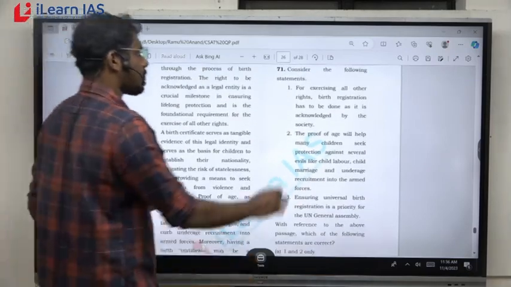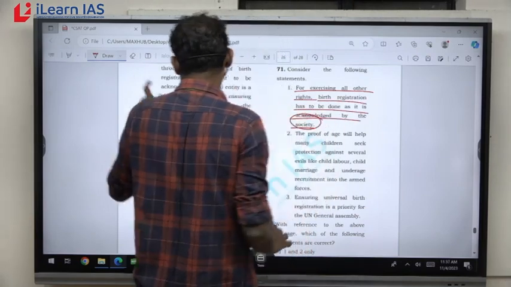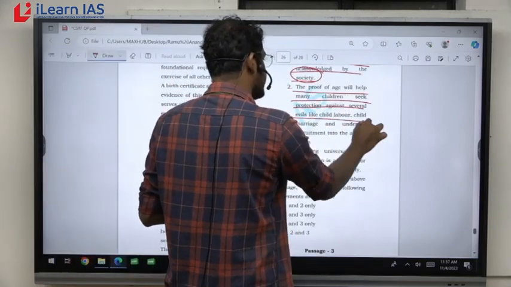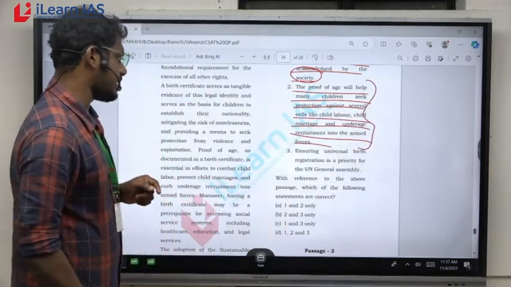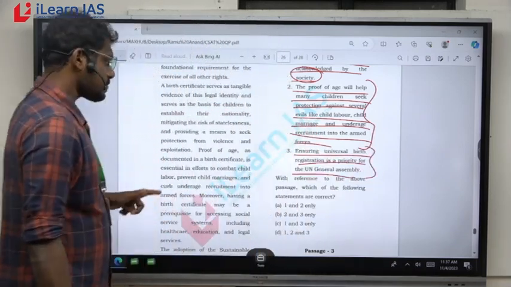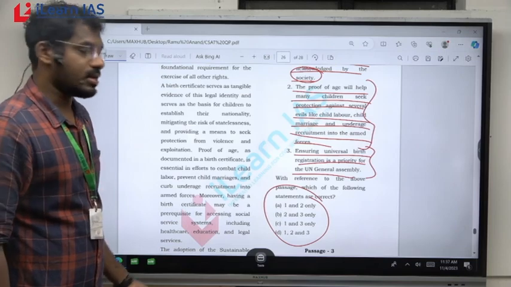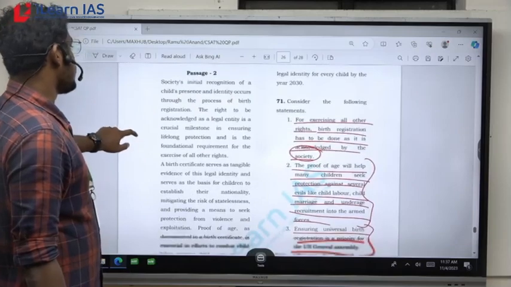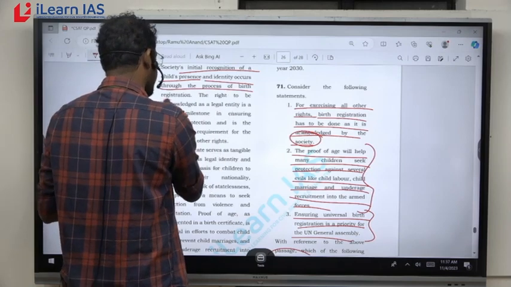Consider the following statement. For exercising all other rights, birth registration has to be done as it is acknowledged by society. The proof of age will help many children seek protection against several evils like child labor, child marriage and underage recruitment into the armed forces. Practical and correct. Ensuring universal birth registration is a priority for UNGA, the UN General Assembly. That sounds correct. Anyway, if we can eliminate at least one option, we can reach the answer. Otherwise, all the options should be correct. Okay. Anyway, the passage reads: society's initial recognition of a child's presence and identity occurs through the process of birth registration.